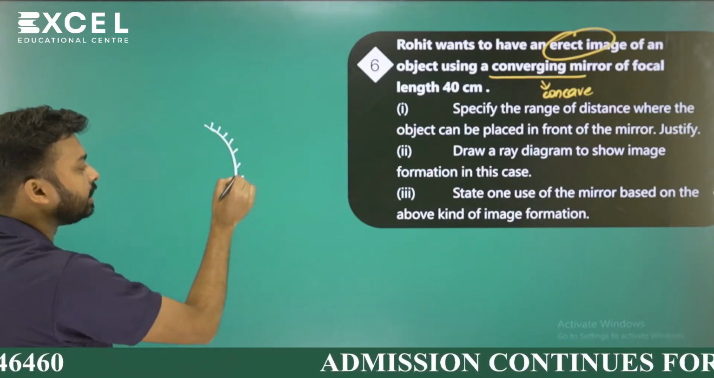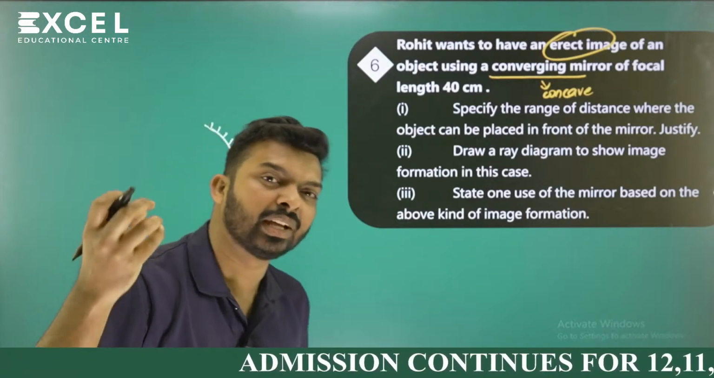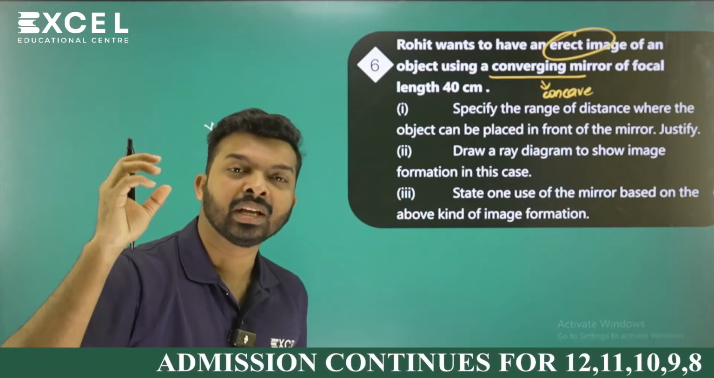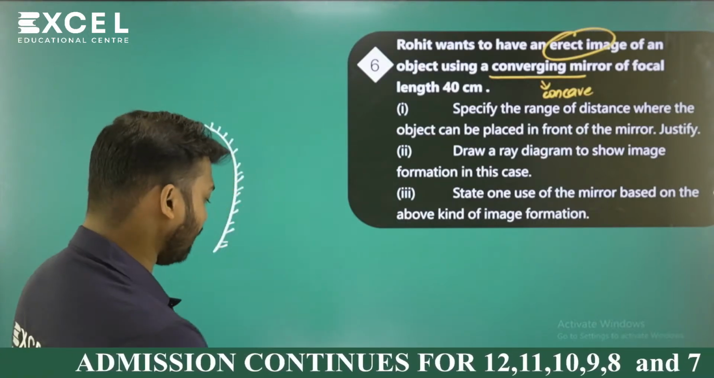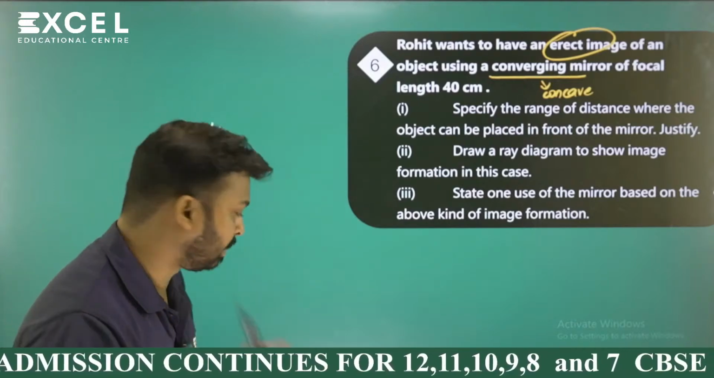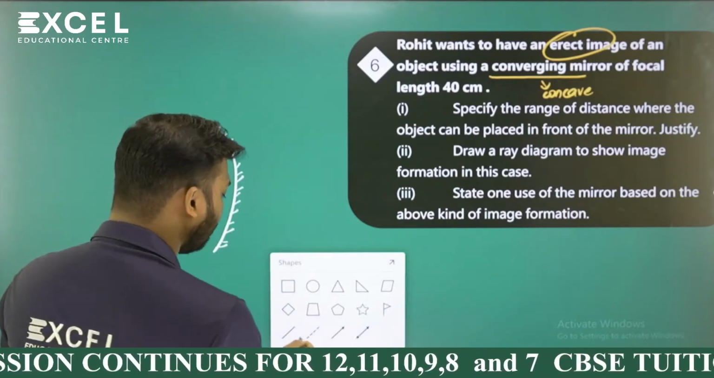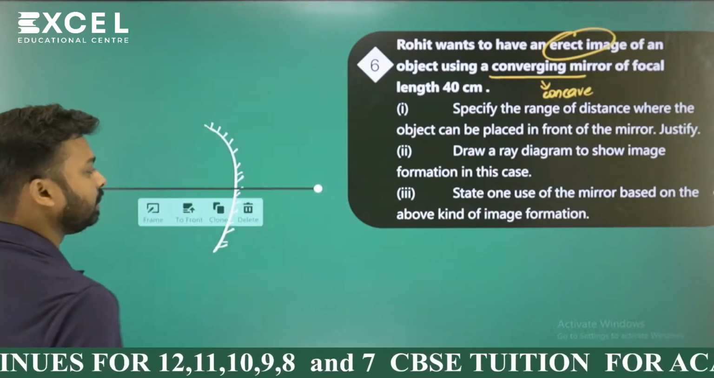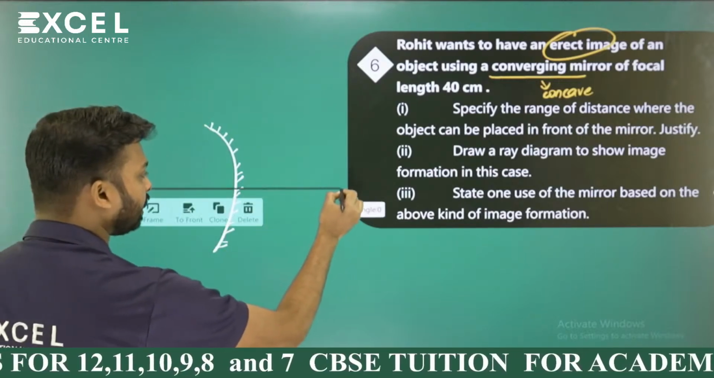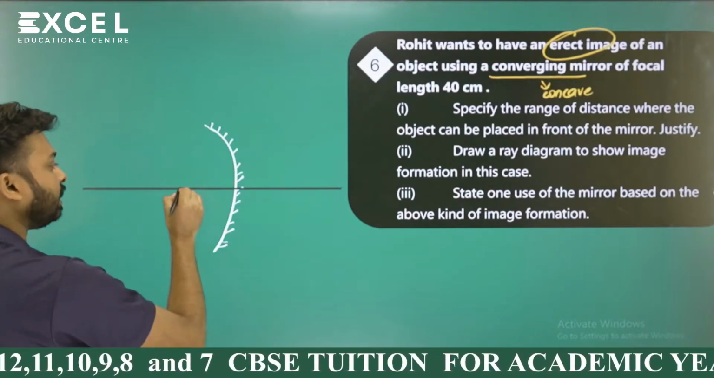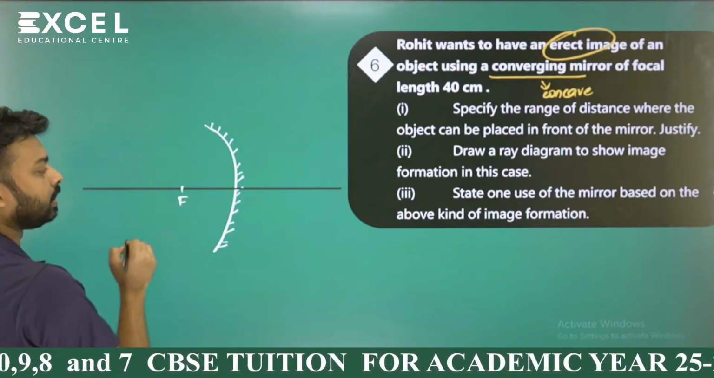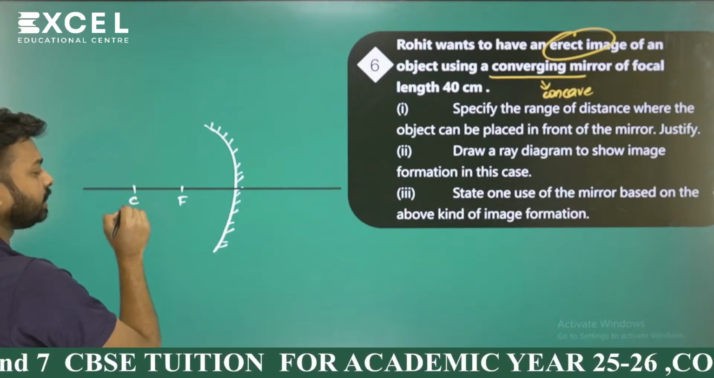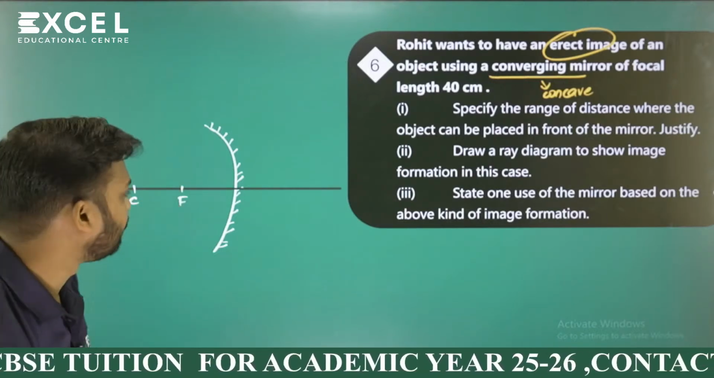Okay, and then if you are drawing ray diagrams, always remember one thing: try to take the exact values, or else approximate values, or else you won't get a perfect image formation. Now this is the principal axis taken. I can extend it a little bit more and then take a focus here. Then here I'm taking C. I'm just taking an approximate distance here.